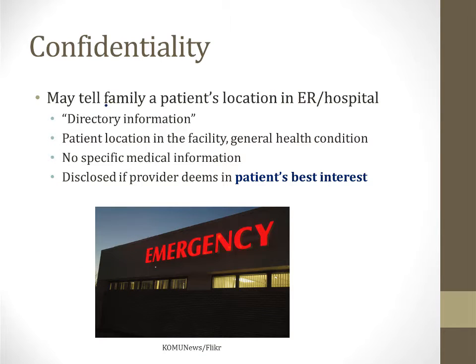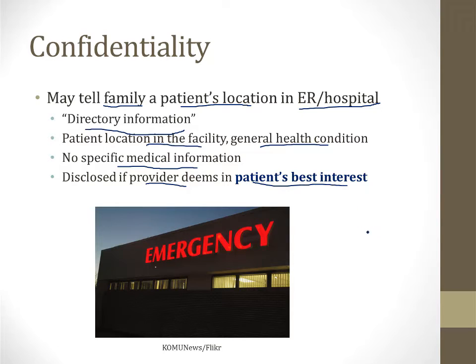One of the exceptions is that you may tell family members a patient's location in the emergency room or hospital without specific permission from the patient under certain circumstances. Hospitals are allowed to maintain what's known as directory information. This is basically a list of the patients that are in their facility and where they're located and their general health condition. The directory has no other specific medical information like what the patient's being treated for or what doctor is treating them or how they're being treated. So this limited directory information can be disclosed to a family without permission from the patient if the provider deems it in the patient's best interest.